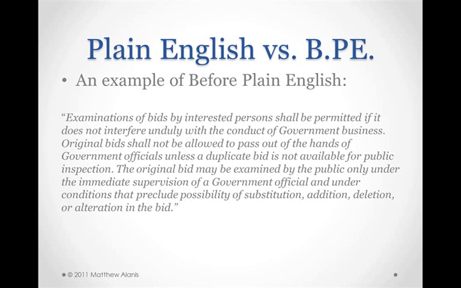Now, many of you probably read that and understand what the point is. And it's not fairly difficult to get there. It's just the way that we got there was a little interesting, to say the least, because of the fact that there's a lot of text there. And really what we're trying to say is you can't get a duplicate bid unless there's one that's not available, and if you want to review one, there has to be somebody present to make sure you don't forge anything. That's really what this passage is trying to say.